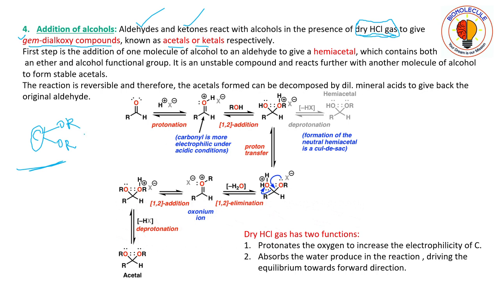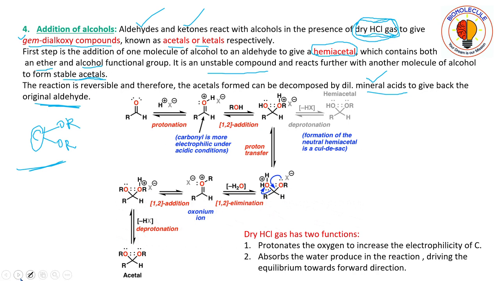Okay, so the first step is the addition of one molecule of alcohol to an aldehyde to give a hemiacetal. This one is the intermediate, which contains both an ether group and an alcohol functional group. It is an unstable compound and reacts further with another molecule of alcohol to form a stable acetal. Now the reaction is reversible, and therefore the acetals formed can be decomposed by dilute mineral acid to give back the original aldehyde. So this is the main reason that we have to use this dry HCl gas.